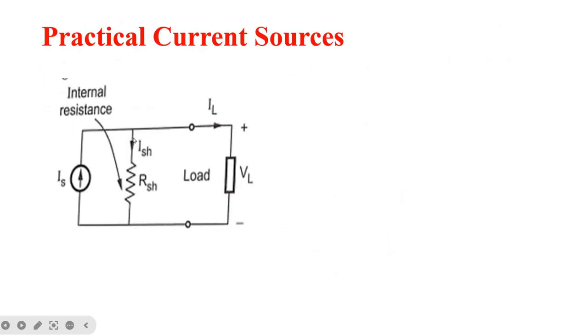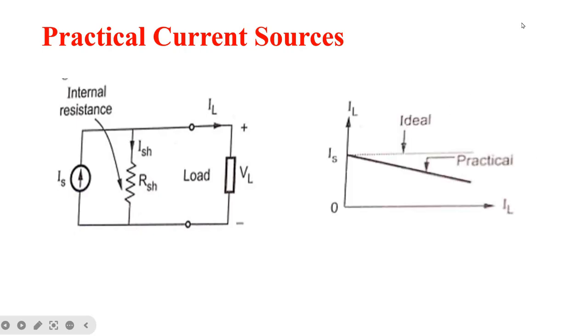In practical current sources, there will be a high internal resistance connected in parallel to the current source. And here the source current is the sum of the load current and the current across the resistance, and always the load current is smaller than the source current. And this is the VI characteristics of the practical current source. This is VL, it is not IL, this is VL. So this is for ideal current source and this is for practical current source.